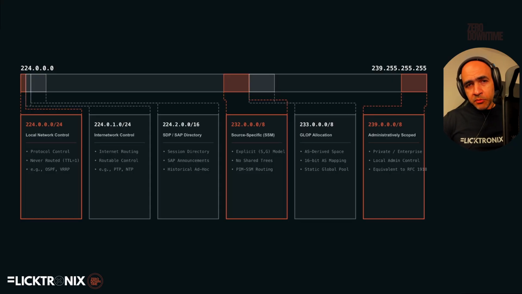So 224.0.0/24 is the local network control block. Watch out, because those addresses masquerade as multicast, but their behavior more resembles broadcast. 224.0.1.0/24 is the inter-network control block. There are historical ad hoc blocks. 224.2/16 is associated with SDP and SAP session announcement. 232/8 is source-specific multicast, and 233/8 is GLOP, and 239/8 is administratively scoped multicast.